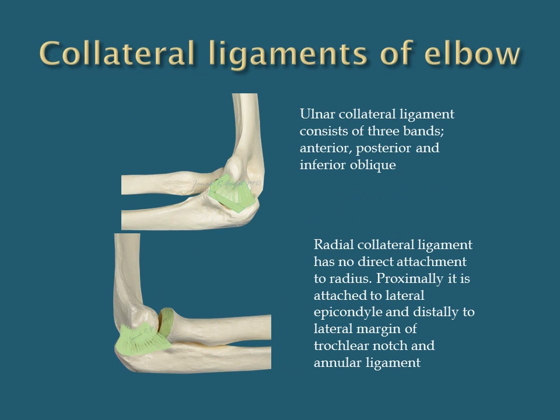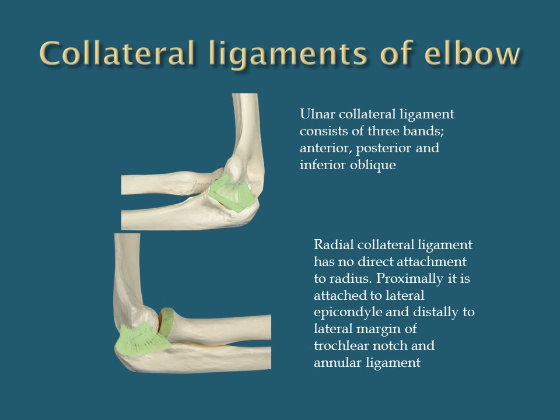Let's look at some important ligaments of the elbow joint. On the ulnar side, you have the ulnar collateral ligament. The ulnar collateral ligament consists of three bands: anterior, posterior, and inferior oblique. And you have some intermediate fibers which pass from the medial epicondyle to the inferior band between both the anterior and the posterior bands. The anterior band provides the major constraint to valgus stress, and the oblique band is also known as the ligament of Cooper.